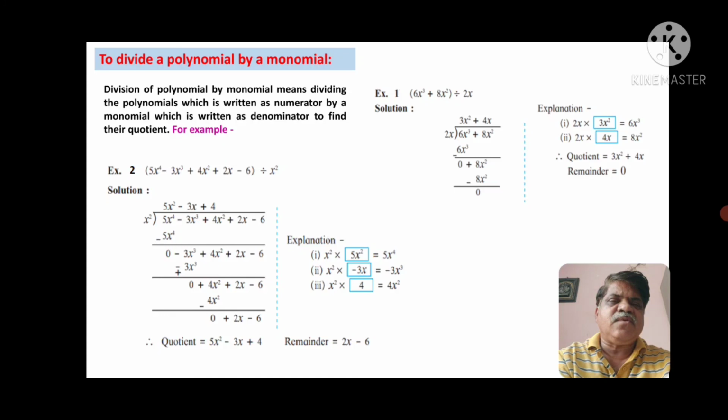Next terms are 4x square plus 2x minus 6. Now x square is multiplied by what term? Therefore you are getting 4. So that will be 4x square, 0. Next terms are 2x minus 6. As here x square, which is the divisor, has a greater power than the next terms 2x minus 6, the division stops here. What you get is the quotient 5x square minus 3x plus 4 and the remainder 2x minus 6.